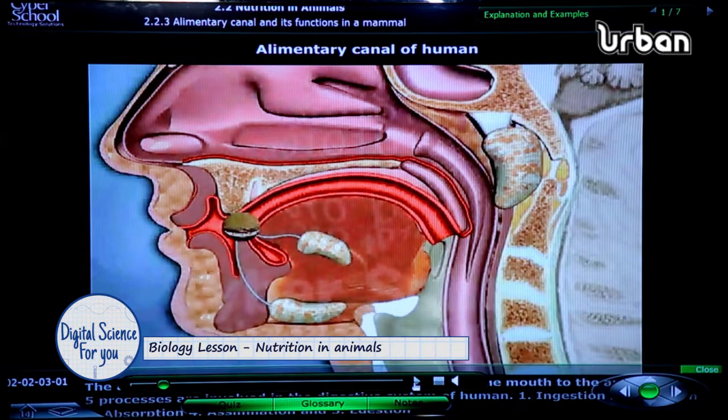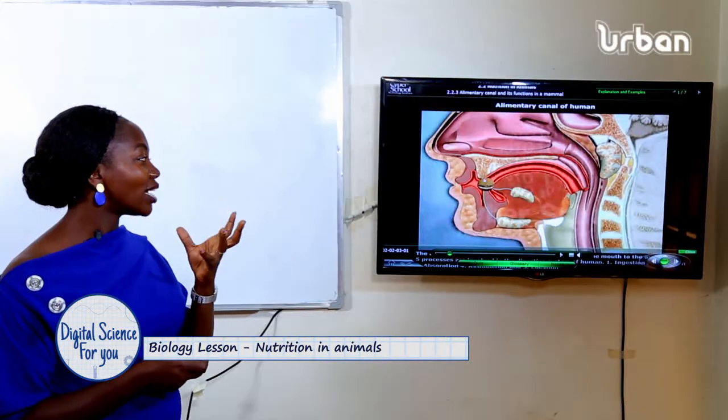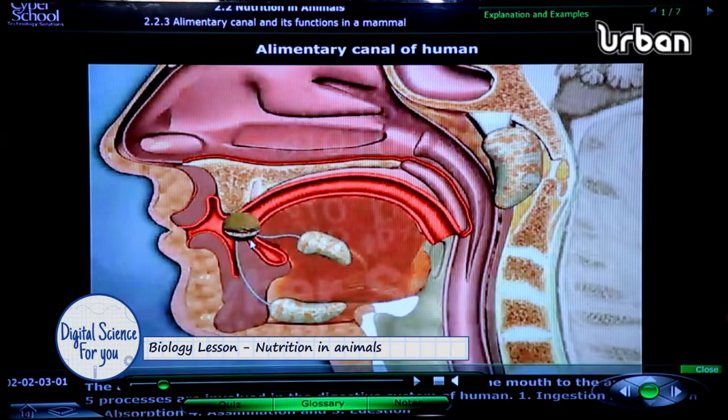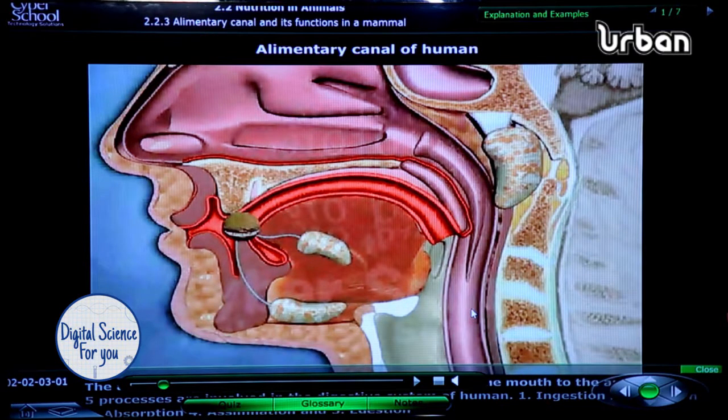You can all see, and I see that your face is lighting up. This is the structure of actually the mouth and what takes place inside. I said that the alimentary canal starts from the mouth and it stretches to the anus. But in between, we are going to see that digestion goes on taking place at different points. Let's start and see what takes place right in the mouth.